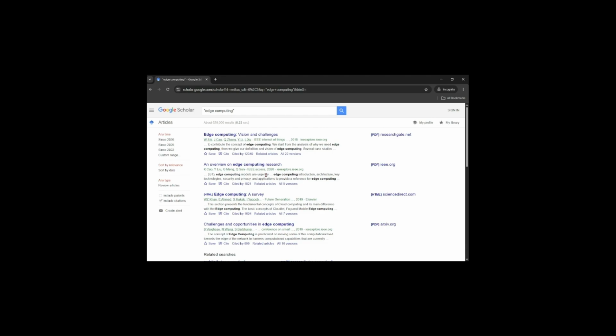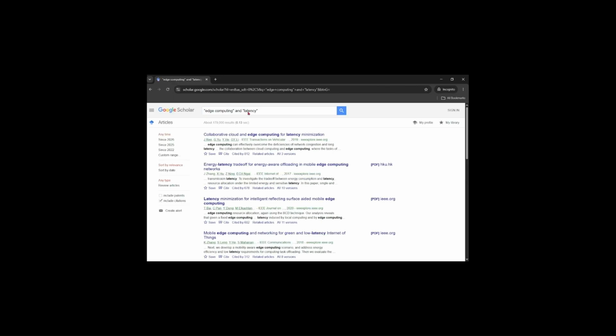Once we have our main topic, we can begin adding other concepts that are important to our research. Next, we add another concept that is closely related to edge computing, latency. Our search is now edge computing AND latency. The AND operator tells Google Scholar that we want studies related to both edge computing and latency. This makes the search more specific than simply searching for edge computing.